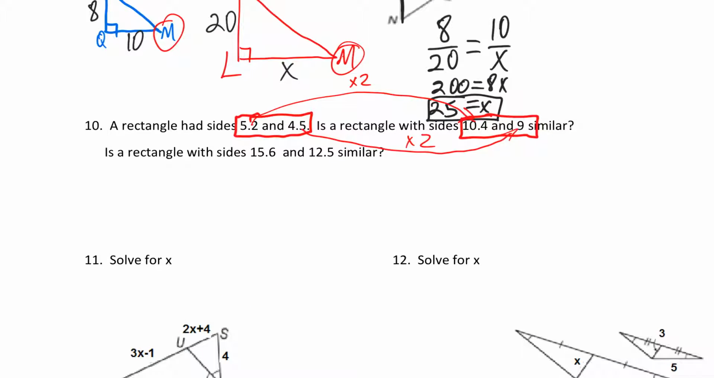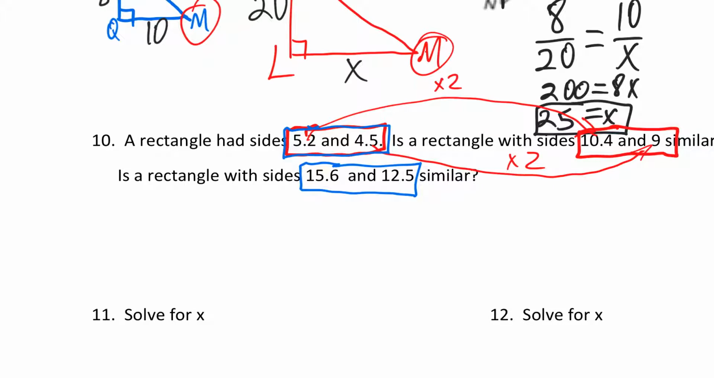So those are similar. Now, is a 5.2 by 4.5 similar to a 15.6 by 12.5? Okay, to get from 5.2 to 15.6, what do you have to do? Times 3. It's times exactly by 3. Okay? But if you do 4.5 times 3, what do you get?